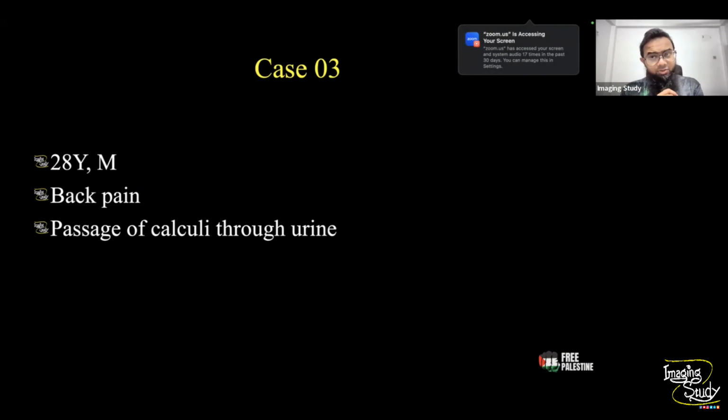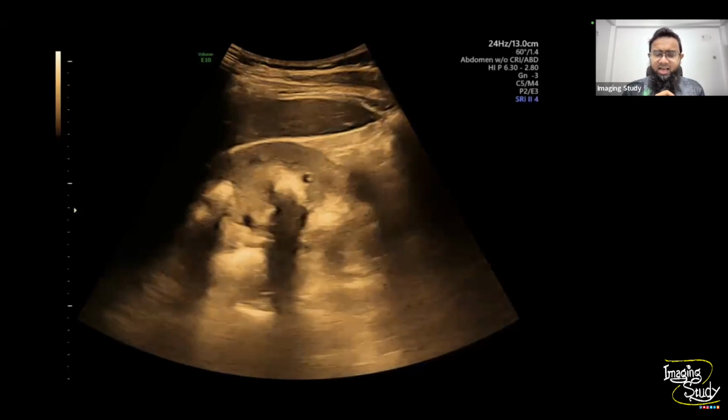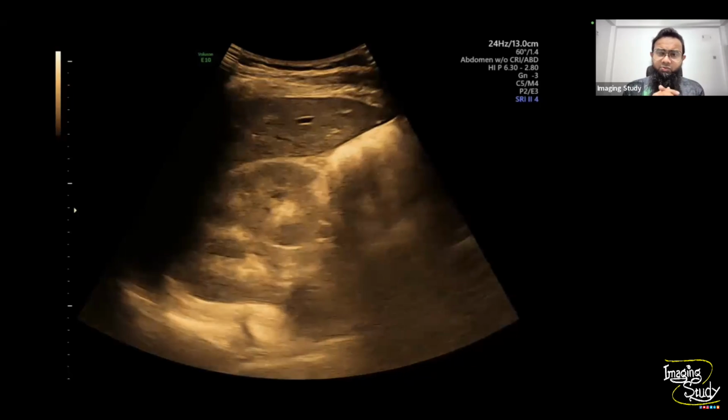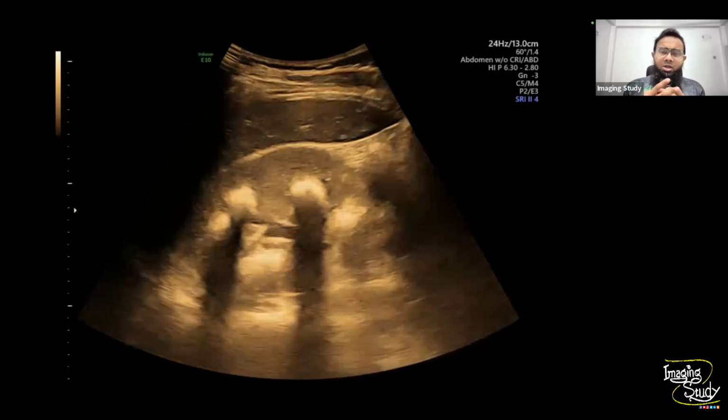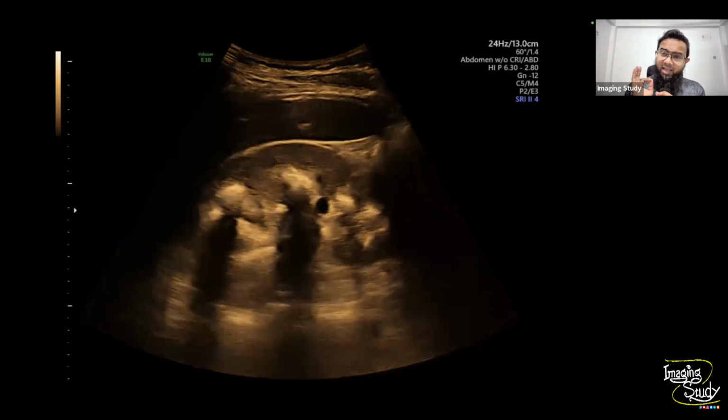Okay, let's see what we have got on ultrasound here. So here's the picture. This is the right kidney, and looking at the right kidney, I think most of you have made the diagnosis. So unfortunately, this patient was diagnosed as a case of renal calculi.